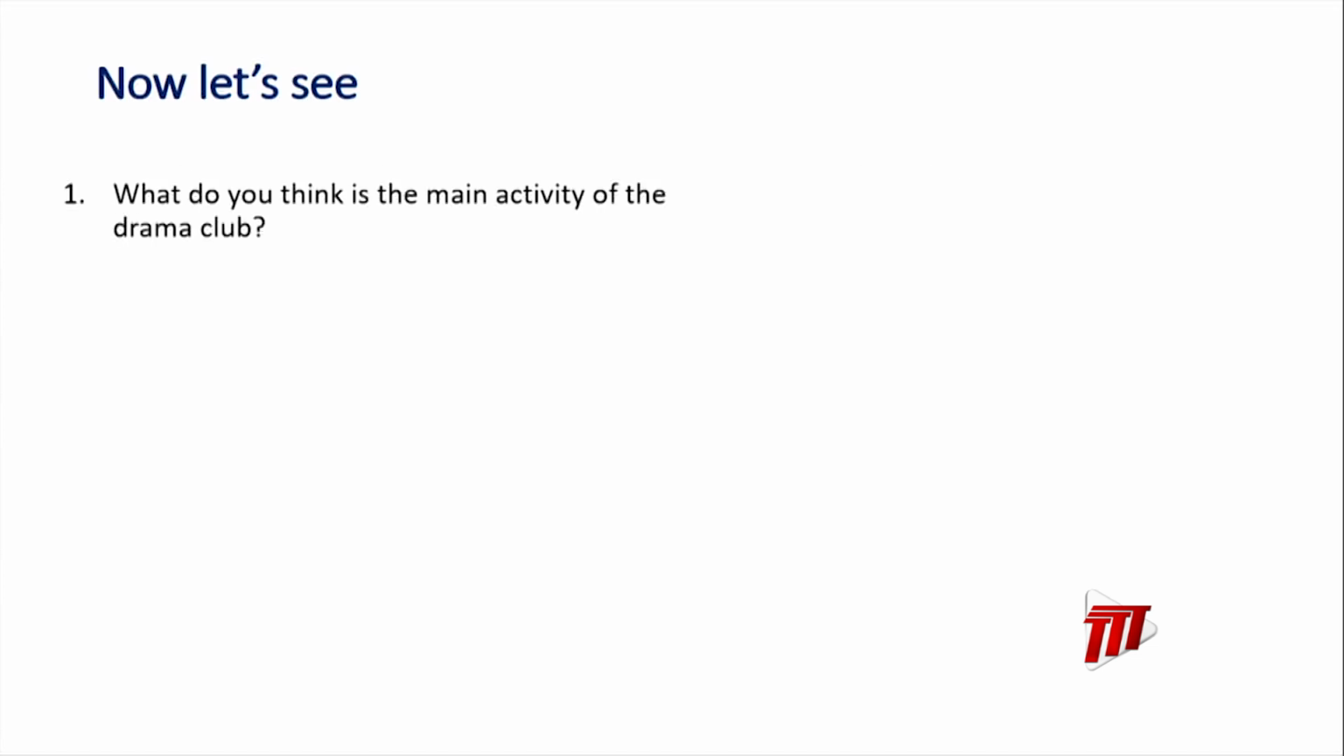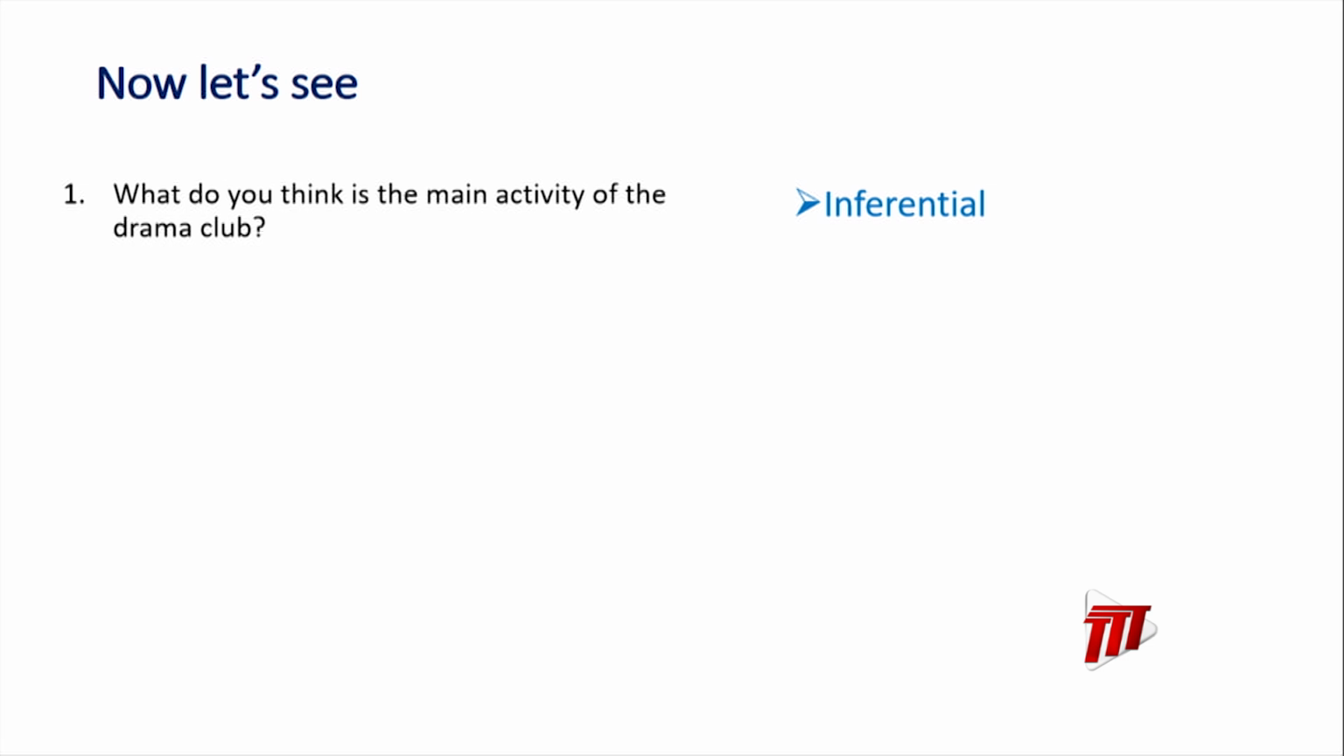So let's see. What do you think is the main activity of the drama club? Let's examine our question. Here we are asked to express what we think. What do we think is the main activity of the drama club? So we are asked to come up with an answer based on what we're seeing there and what we know. So we are asked to infer something to come up with an answer. So this question would be an inferential question. I'm pretty sure that you got that one correct.